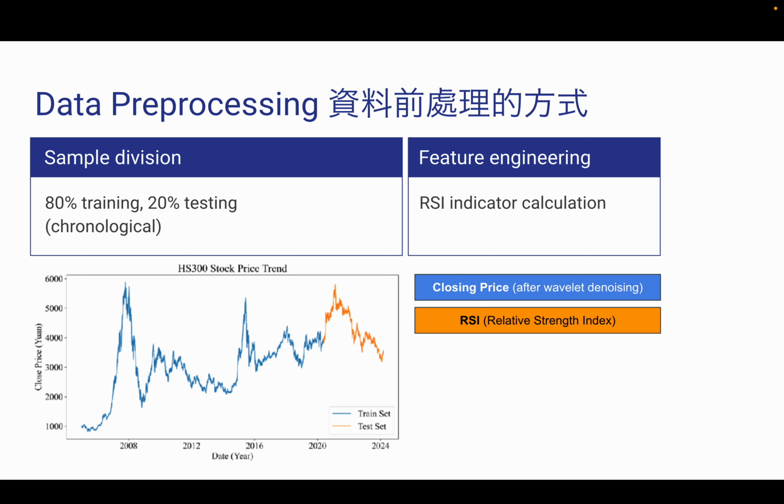The data was split chronologically with 80% for training and 20% for testing, which respects the time series nature of stock markets. They also engineered features like the RSI indicator from the previous slide to capture momentum patterns. So in general, the feature engineering includes the derived RSI from the closing prices after the denoising, and also some additional calculated technical indicators, but these are not explicitly listed in the paper.